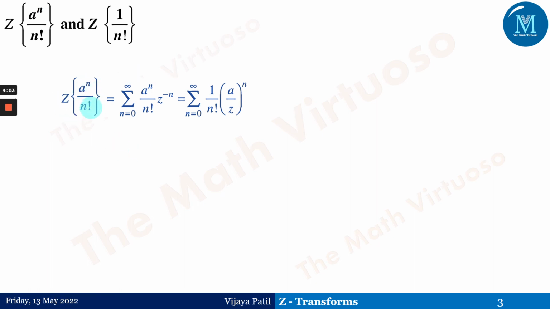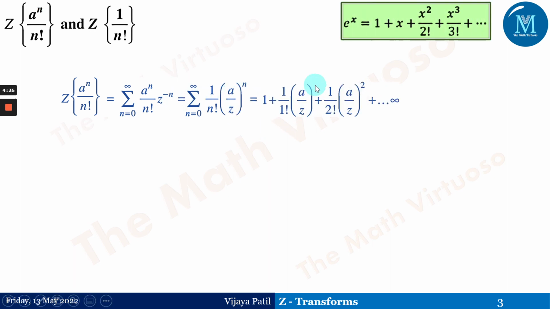Again with the definition, this starts from 0 factorial. The question might come: we have n factorial, so why have you started with 0? Because 0 factorial is equal to 1, which means the lowest value is not going to be a problem. That's the reason we have started the summation with n equals 0 to infinity. Again, it is z to the power minus n. We arrange this term as a by z to the power n into 1 upon n factorial, and we get this type of series.